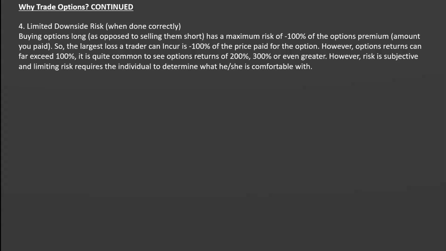Let me restart. Buying options long has a maximum risk of negative 100% of the option's premium, which is the amount that you paid for the trade, the amount that you put in the trade. So the largest loss that a trader can incur is minus 100% of the price paid for the option. However, option returns can far exceed 100%. It is quite common to see option returns of 200%, 300%, or even greater.